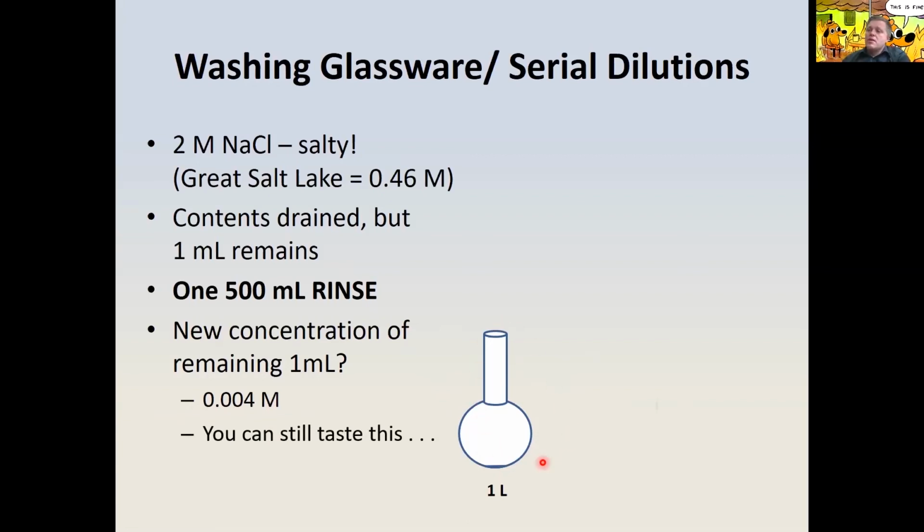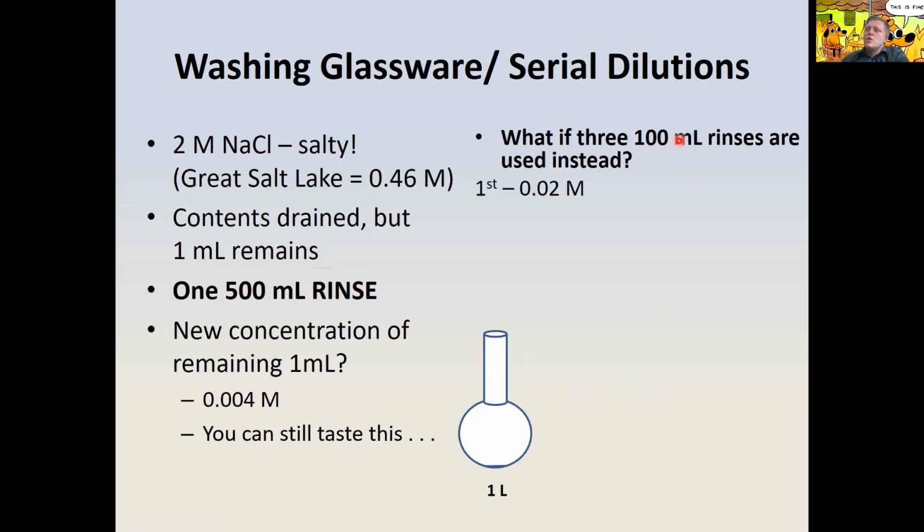So here we dumped out this salt solution, we rinsed it 1 time with water, and now this remaining stuff down here has a concentration that is still salty enough to taste. So let's try this again, but instead of rinsing with 1 douse of 500 mils, let's rinse it 3 times with 100 mils each time. So again, we're starting with this 2 molar sodium chloride solution. We've dumped it out. There's 1 milliliter left down at the bottom.